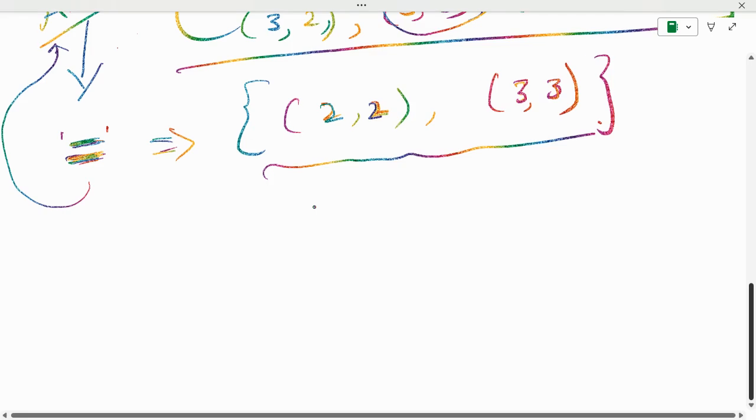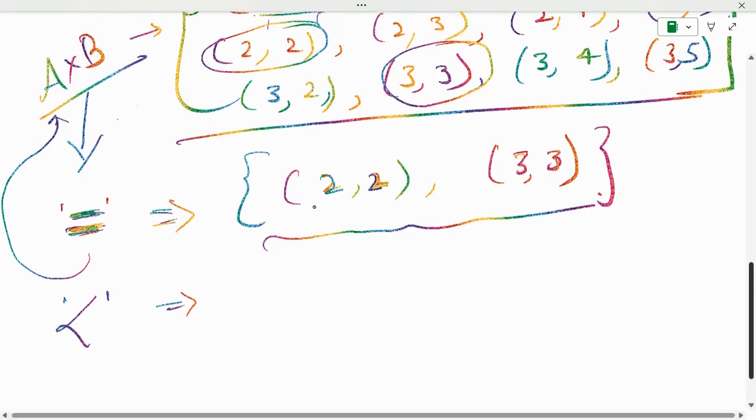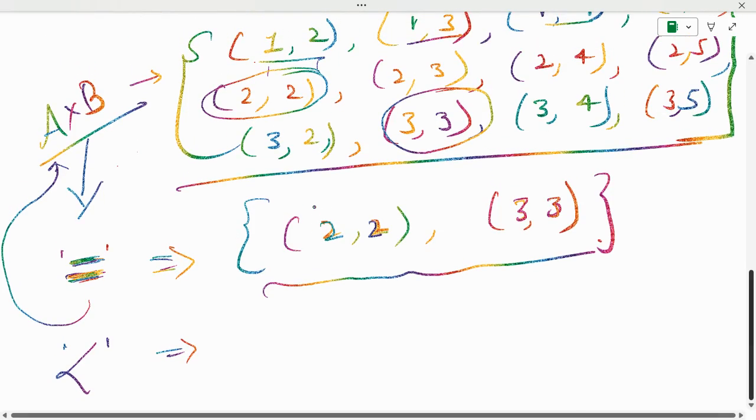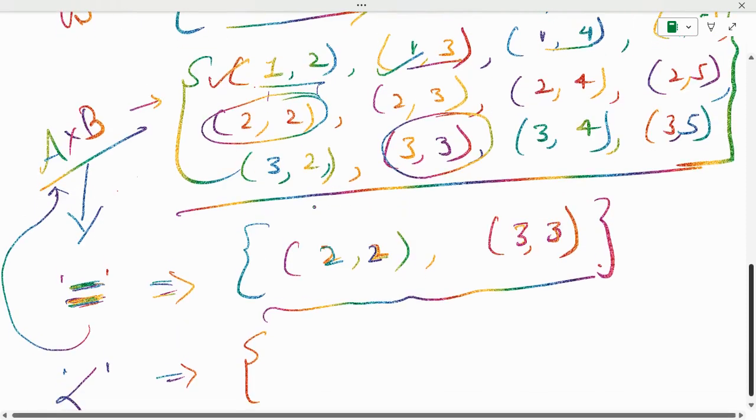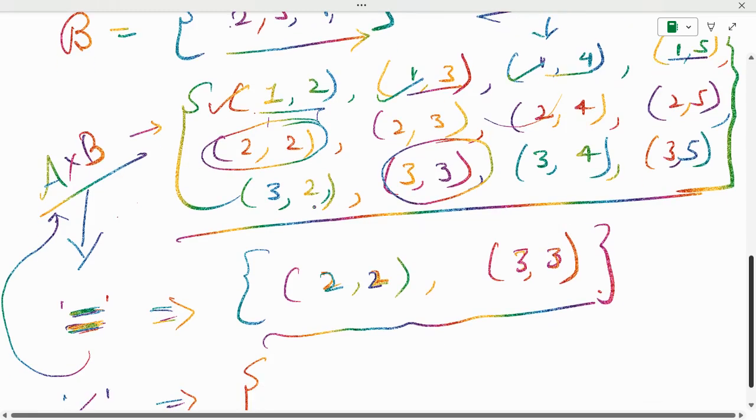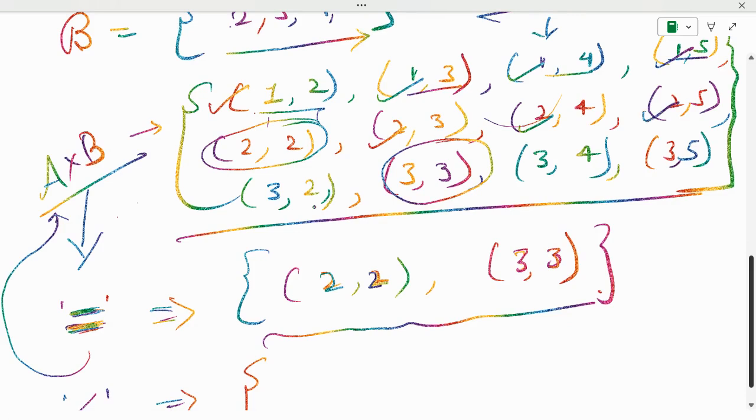Similarly, let's define a relation greater than on the set A cross B, where the second element is greater than the first element. So (1,2) will fall in this, (1,3) will fall in this, (1,4) will fall in this, then (1,5) will fall in this, then of course (2,3) will fall in this, (2,4) falls, (2,5) falls, then (3,4) falls, and (3,5) falls, right?